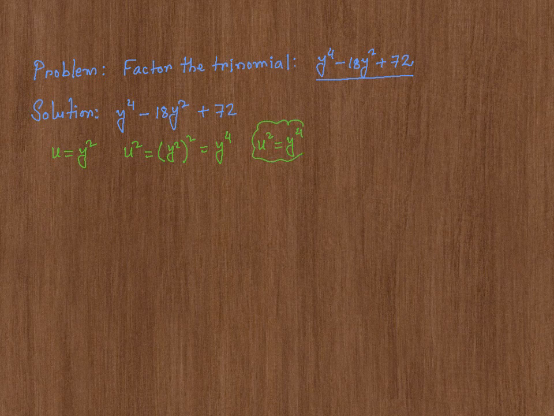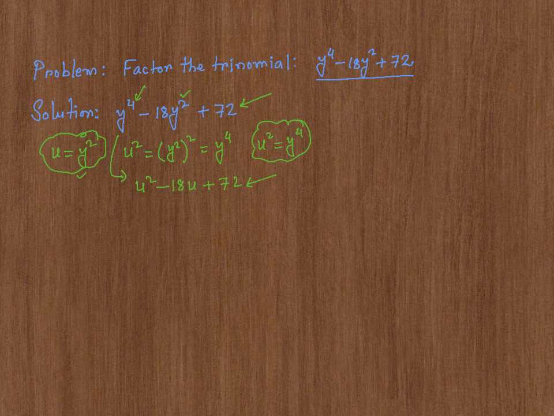Now I am going to take this value and this value and plug it into here, because y to the power 4 is u square, so I am going to have u square minus 18 times y square, but y square is u, then plus 72. So by using u substitution, I have converted this trinomial into something new, which is something we are more familiar with. The method we used here is called the substitution method.